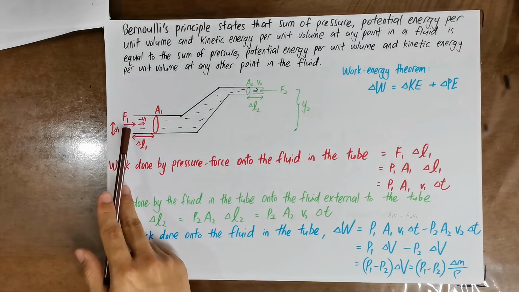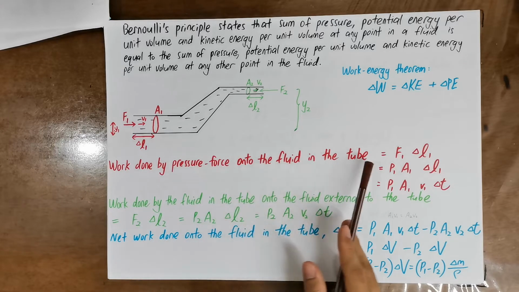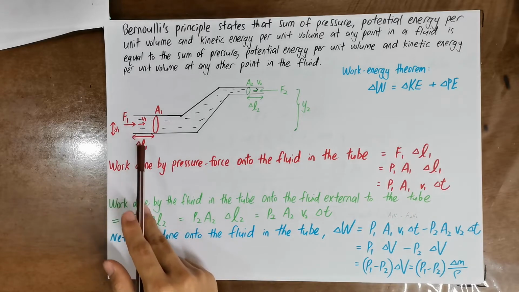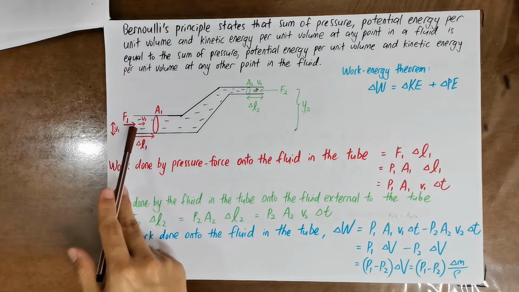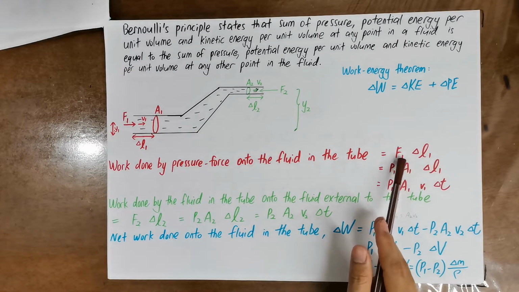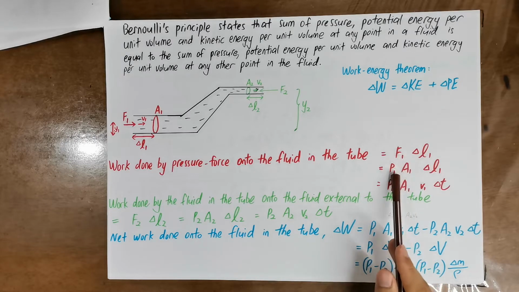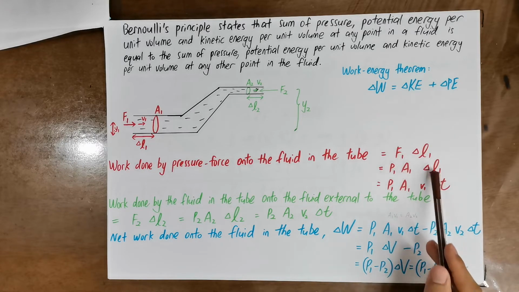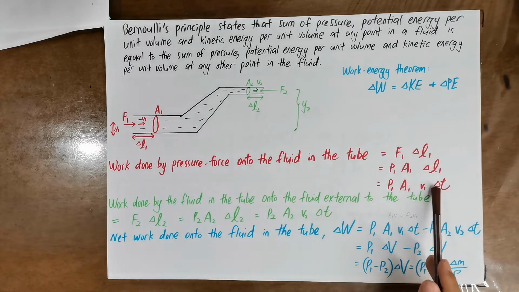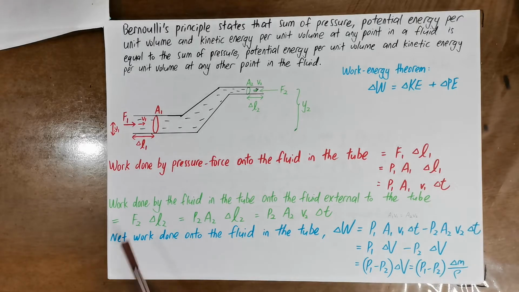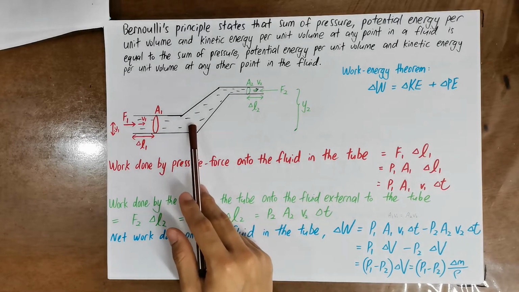The work done by the pressure force onto the fluid in the tube is what? It is F1 times delta L1. F1 is the water pressure force you feel at this point, so F1 equals P1 A1. And delta L1 is equal to V1 times delta t. This is the work done onto the fluid in the tube.